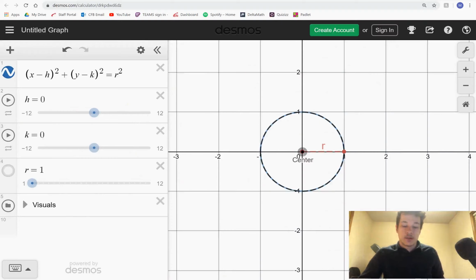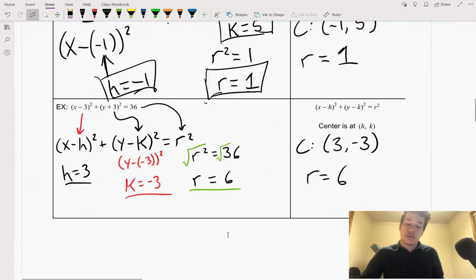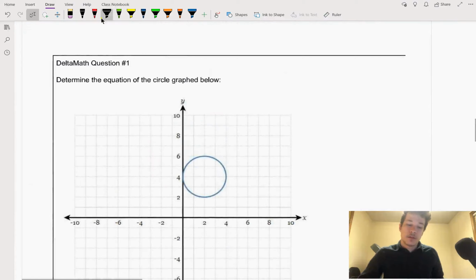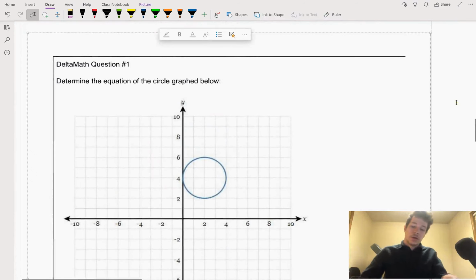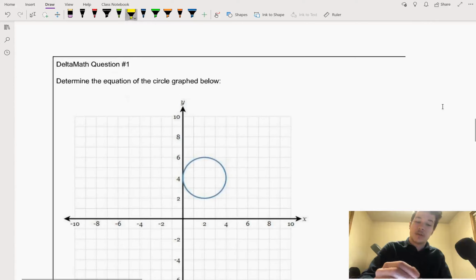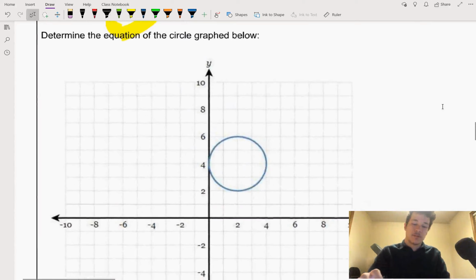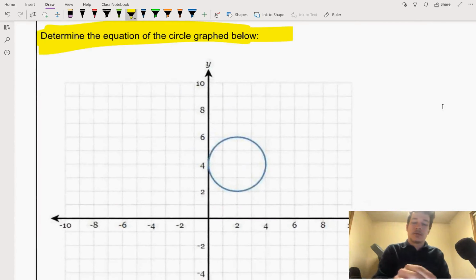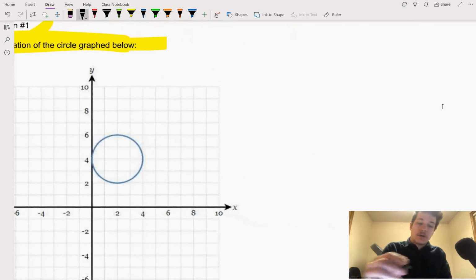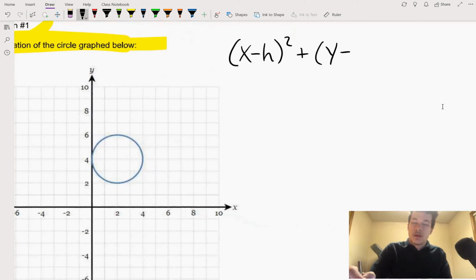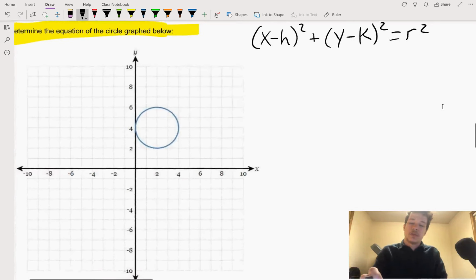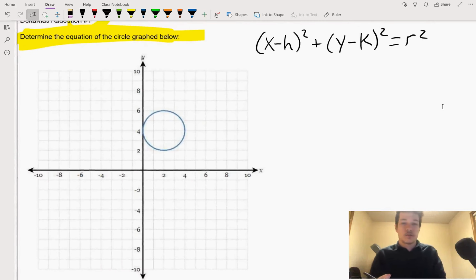Speaking of Delta Math, let's get back to some examples. So you'll find these problems on the Delta Math assignment itself. This is question number 1 right here. So if you pay attention now, it's a free question. Anyways, as I do often enough, determine the equation of the circle graphed below. I know what the equation needs to look like. Has to look like that. So essentially we need to figure out h, k, and r and then write the equation out, plug that into Delta Math, and we should be fine.